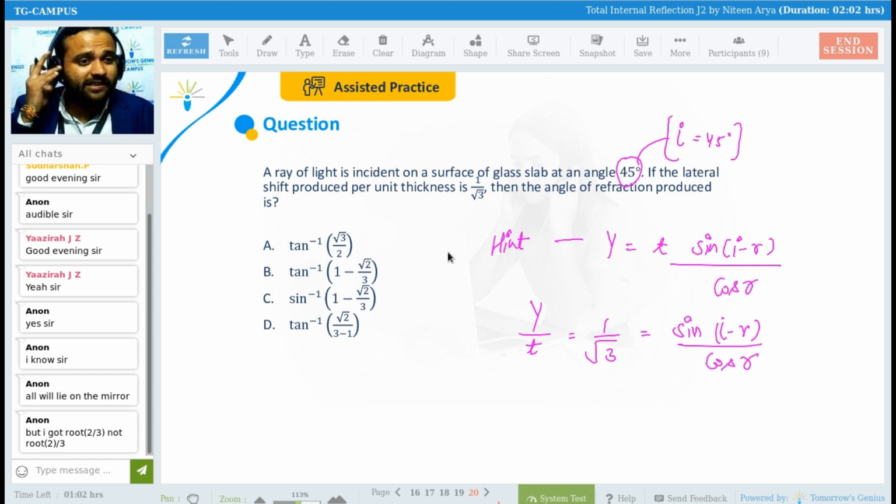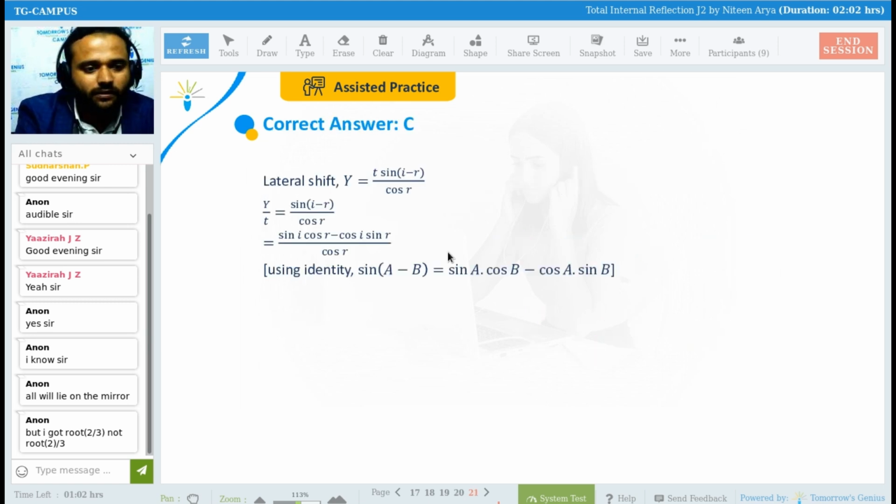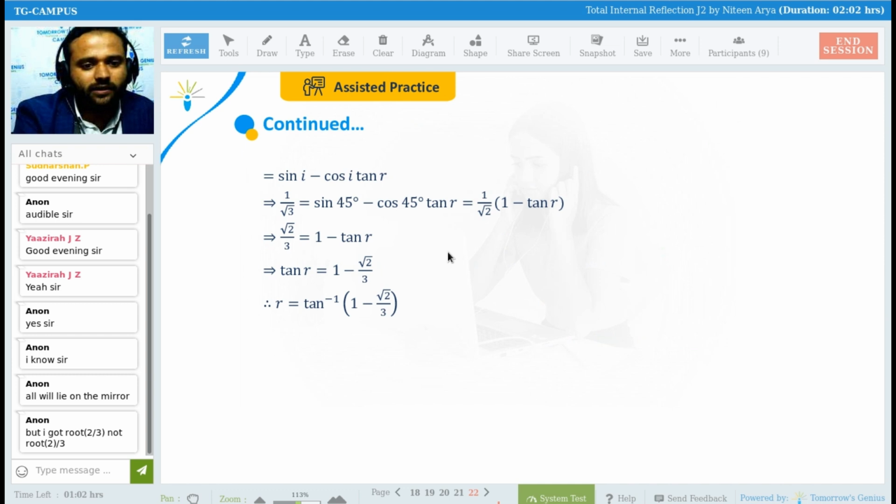See what happens whenever any particular SME creates that thing. The extraction team sometimes skips this sign. So lateral shift y by t, that is already given to you, you guys know. Just putting down this value. So sin i by sin r, that is sin 45, 1 by root 2, cos 45, 1 by root 2, and tan r is going to be 1 by root 2, 1 minus tan r. So tan r is going to be 1 minus root 2, or this r is tan inverse 1 by root 2 by 3. Whole root 2 by 3, you guys get now.